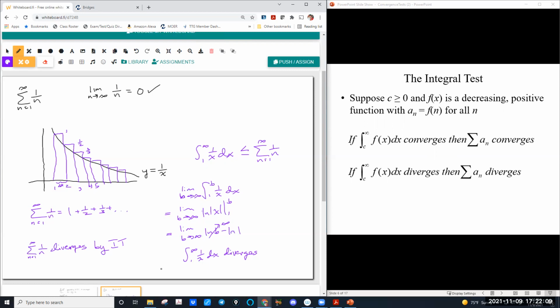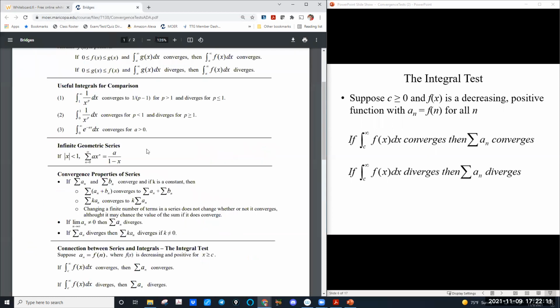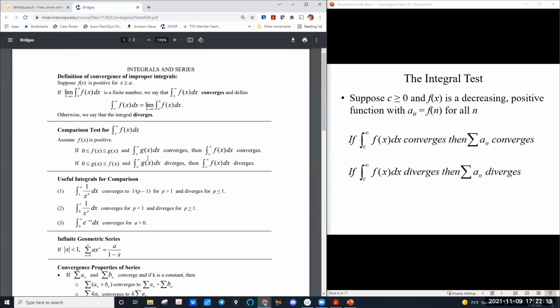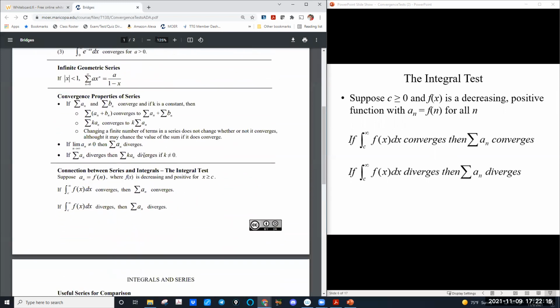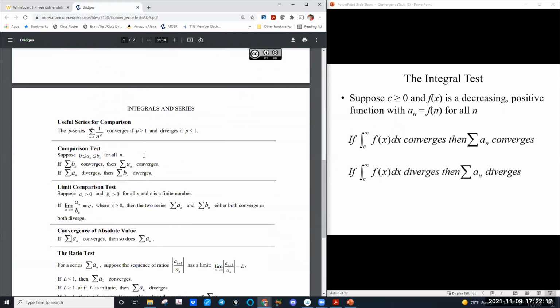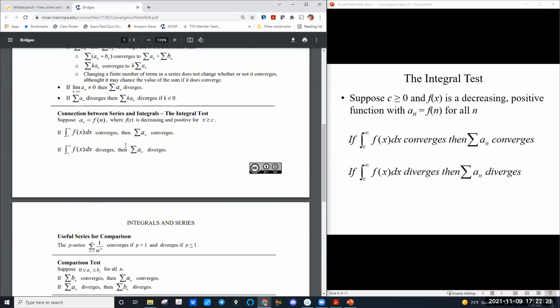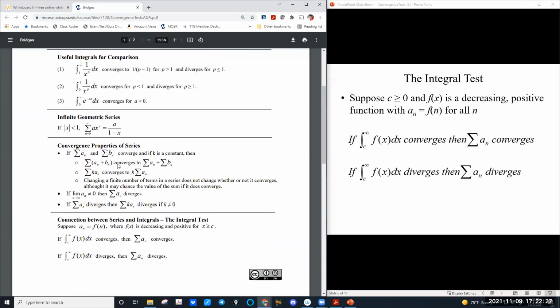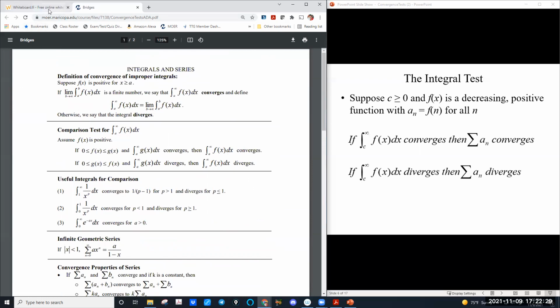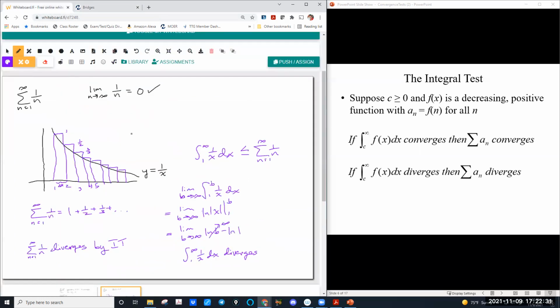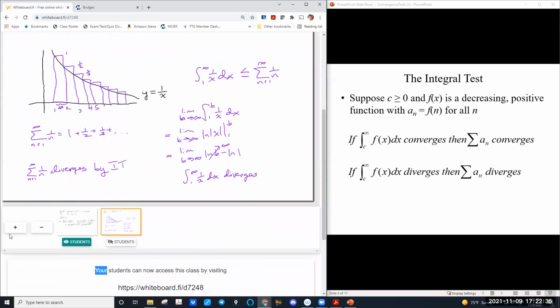All right. Now, the integral test is on our sheet. It is on the second page. Did I miss it? I know it's on here. Here, right here, the integral test, bottom of the first page. Again, all the tests we're going to talk about today are on here. I just want to show you where they are. That is our integral test.